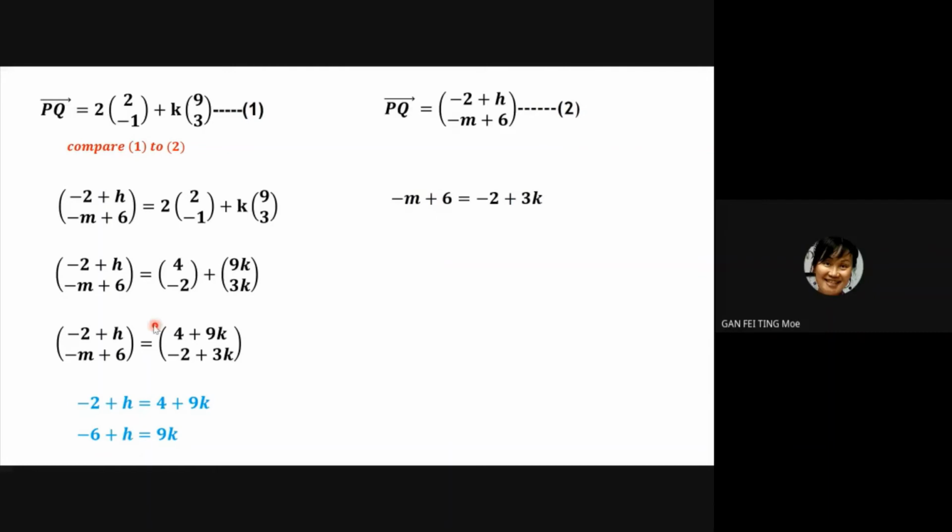Then after that, I buat ini pula. Because this is already nothing I can do. It's a number with H term and with K term. I dah tak boleh buat apa-apa. Jangan pula nak pergi pecah-pecahkan mereka. Okay, because this is the simplest form already. I continue with my second line. Negative M plus 6 equals to negative 2 plus 3K. This is number and this is number. I masukkan. I get negative M plus 8 equals to 3K.